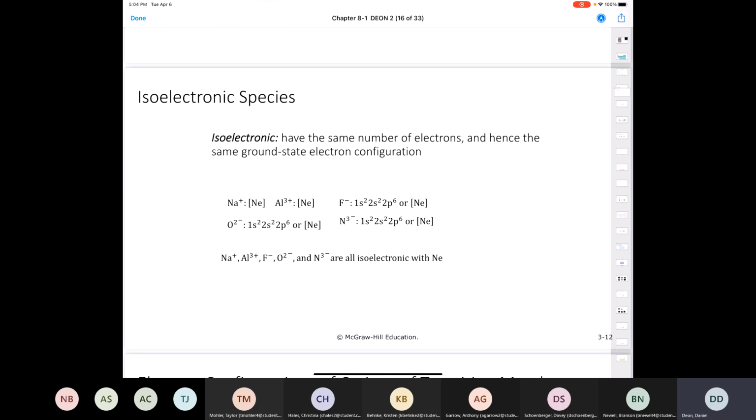We were talking about what isoelectronic species are, and that's a definition that you certainly need to know for your next exam. Isoelectronic just means atoms that have the same number of electrons. Not the same number of protons, but the same number of electrons, and thus they're going to have the same ground state electron configuration.